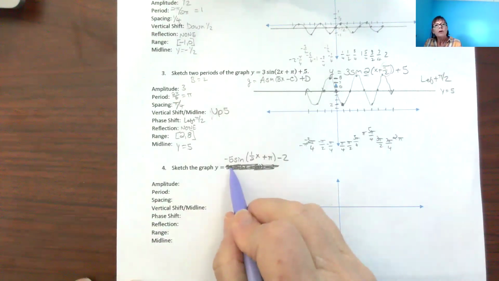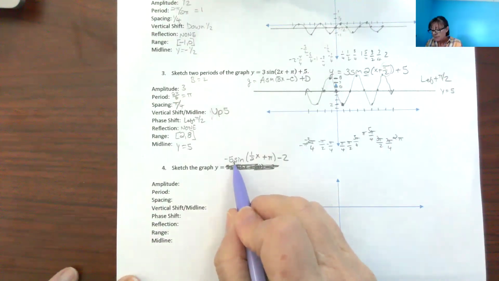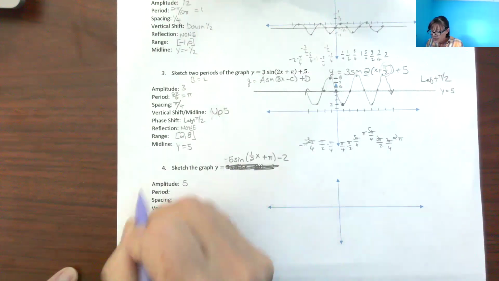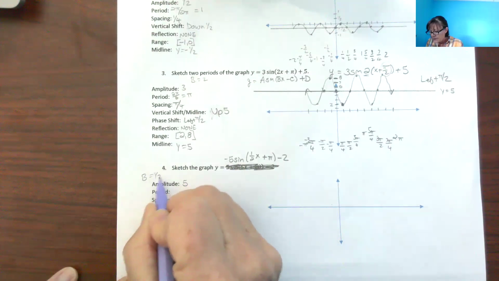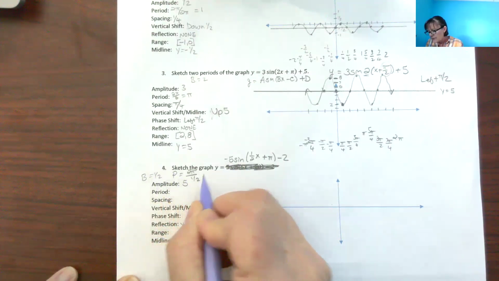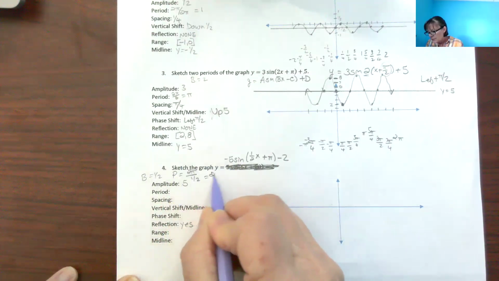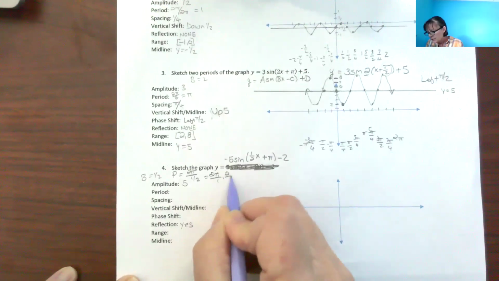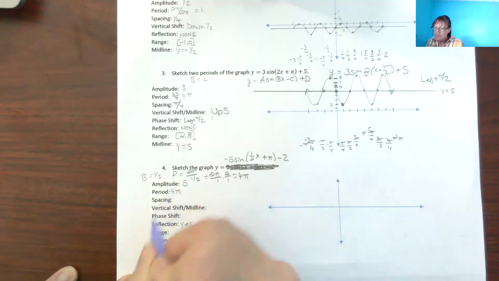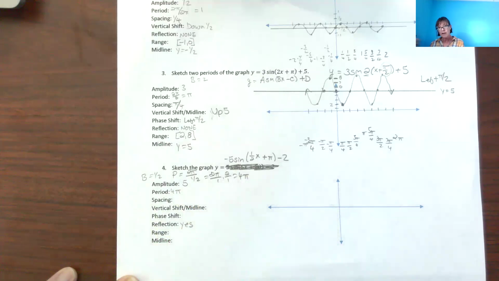The amplitude, A, is -5, but the absolute value of that is 5. The amplitude is 5. This negative means, yes, there is a reflection. The value of B is 1/2. So the period is 2 pi divided by 1/2. If we do keep, change, flip, we get that the period is 4 pi. The spacing is always the period, 4 pi divided by 4, so the spacing is pi.